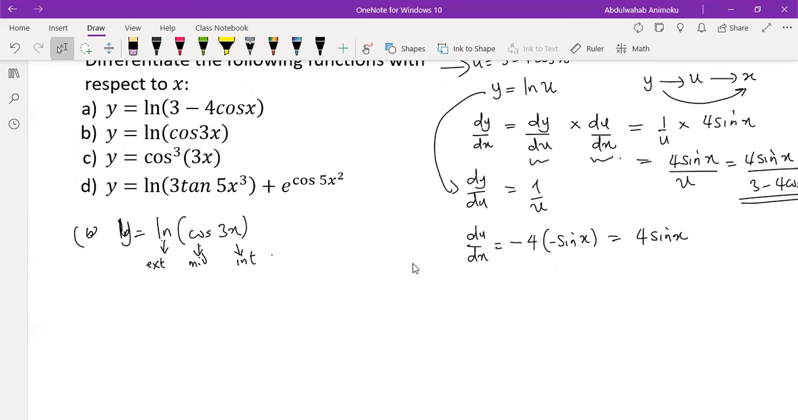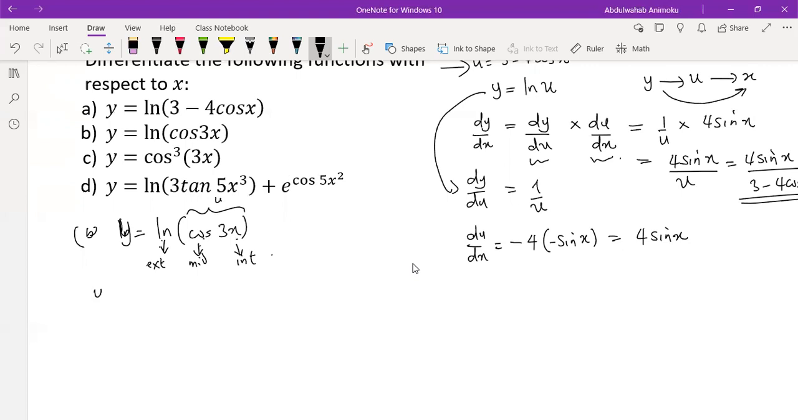We already said you can do this in one stroke, which means you find the derivative of the external times the derivative of the middle one times the derivative of the internal. But let's say we want to break this down bit by bit, like we did in the A part. All you need to do is substitute a variable for the whole of the internal, the middle and the internal, everything. So let's say the variable is u.